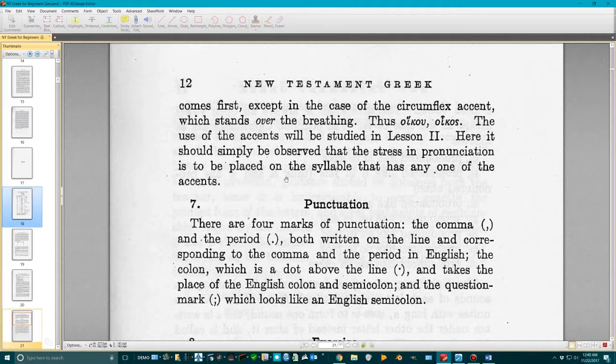Thus, oikou, oikos. The use of the accents will be studied in Lesson 2. Here it should simply be observed that the stress in pronunciation is to be placed on the syllable that has any one of the accents.